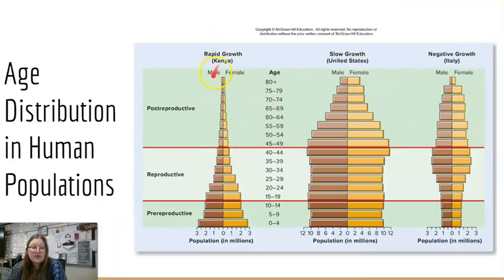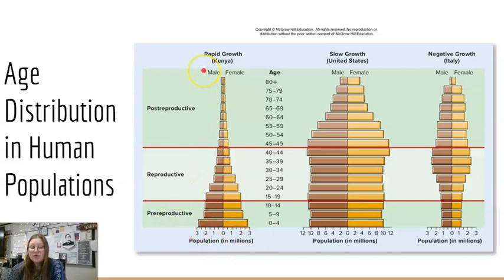So in Kenya, we see rapid growth. The way that we're reading this is, this top part is post-reproductive. These are the individuals who are 45 and older. They are less likely to be reproducing at that age because we're looking at humans here. This middle column is reproductive, so they are from age 15 to 44. That is when most human beings are able to reproduce. And then we have pre-reproductive, from 0 to 14, not typically reproducing at that age.